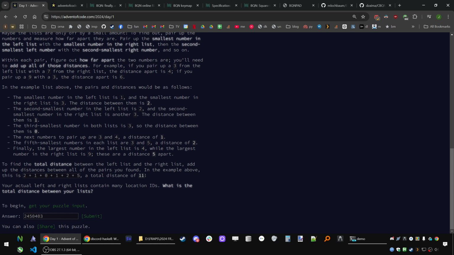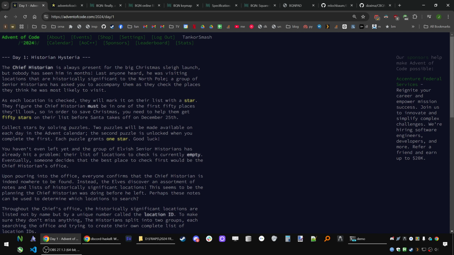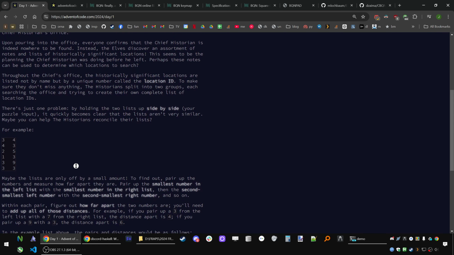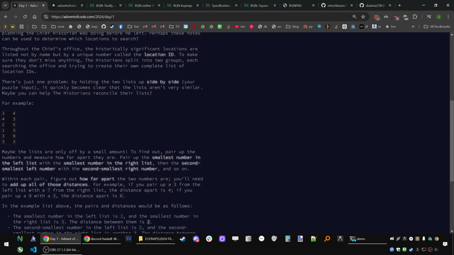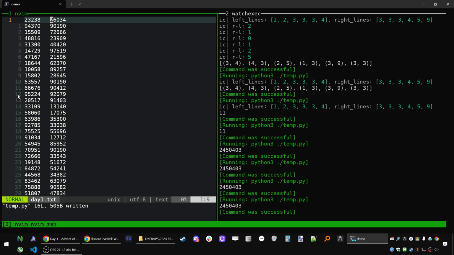What is the total distance between your lists. Okay, I'm gonna read all this. No, I'm not. I'm gonna scan. Pair up the numbers to measure how far apart. Pick the smallest, etc. Is it because there's duplicates or something? The smallest numbers, maybe? Is it because there's duplicates?